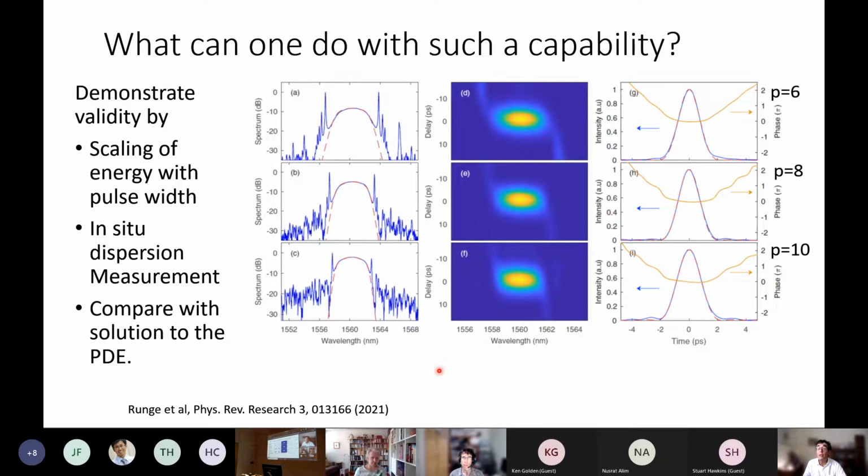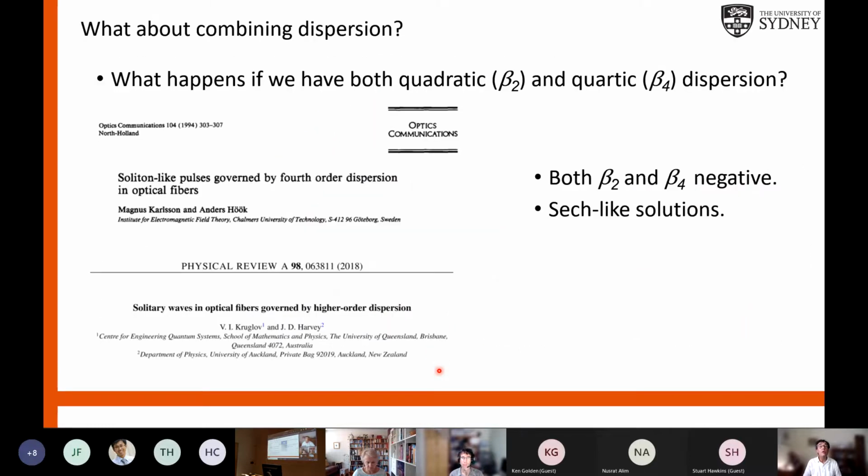Now you will say, they look pretty dull to me. They look like bumps with wings. Can you do anything else?